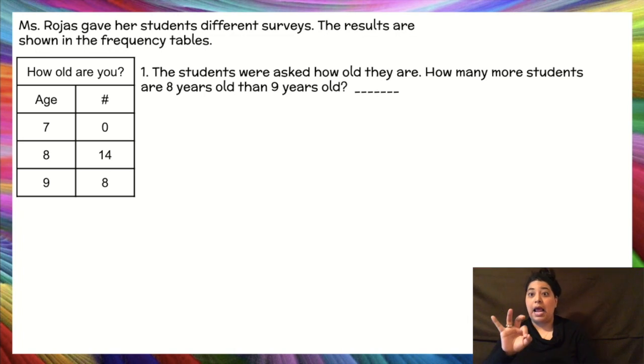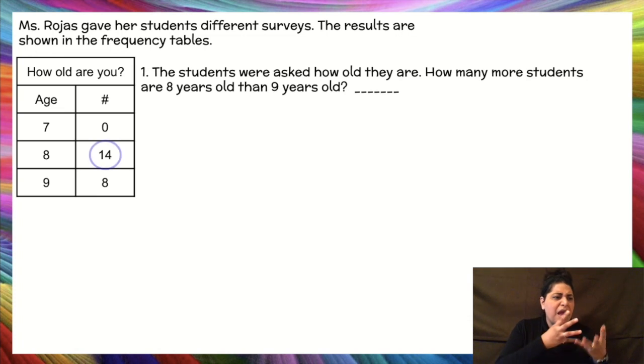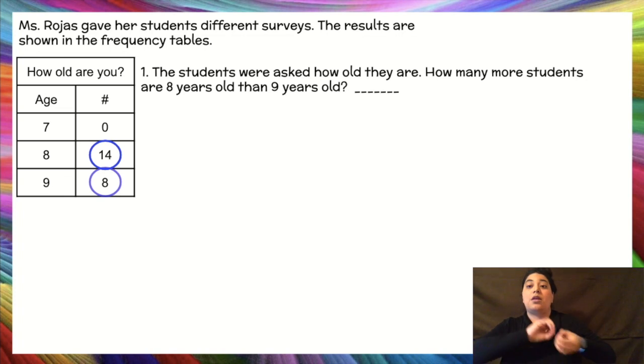Okay, so we're going to have to be doing a little bit of subtraction here. The first thing we need to do is identify the numbers that we're going to be using. So I need to figure out how many kids are 14 years old. Okay, so I've gone over and I've labeled my frequency table. This is equivalent or equal to you showing your work on paper and pencil, okay? We are labeling the numbers that we are using.